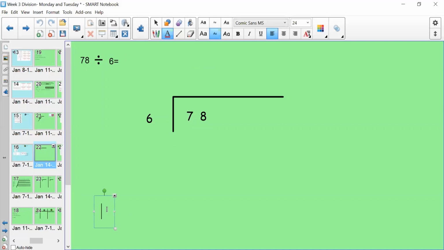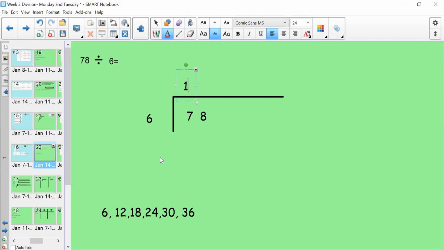Okay, and it's always good to do your multiples of 6 underneath, or whatever you're dividing by, just to help you. So 6, 12, 18, 24, 30 rather. Okay, and you could keep going if you wanted to, but we'll just go as far as 36. Okay, so 6 goes into 7. So we know that if we look here, 7 is not a multiple of 6. But that's okay, it still goes in once. So 6 goes into 7 one time.